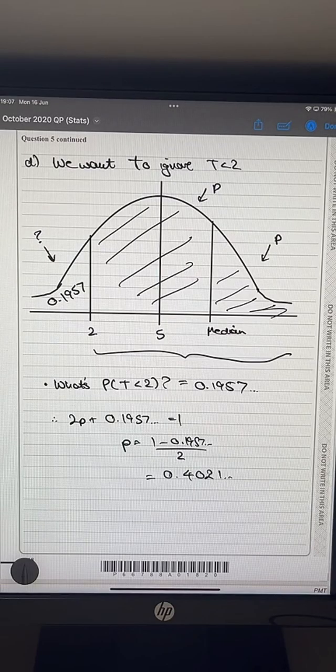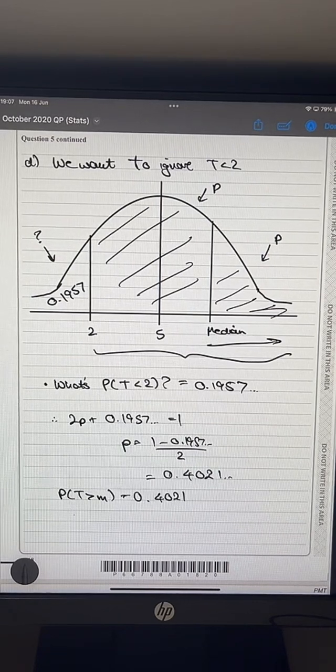Have I solved the question yet? Not entirely. I need to find what M is. Well, now I can just use the inverse normal, right? I've got the areas, I need M. So the probability that T is greater than M is going to be equal to, on this side, P, right?